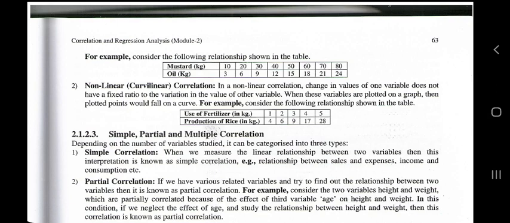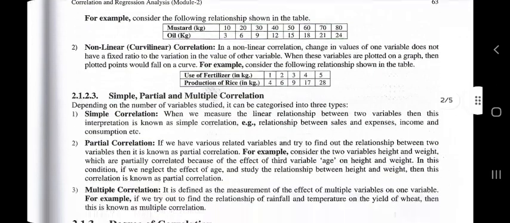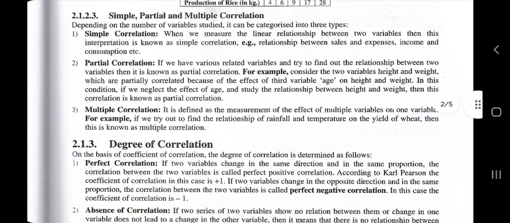So if you plot this data on the graph, you will not get a linear locus of a line. Means if you draw a locus joining all the points, you will get a curve. So the linear data is not given here, that's why it is called a non-linear correlation. Okay. Now let's understand what is simple, partial and multiple correlation.